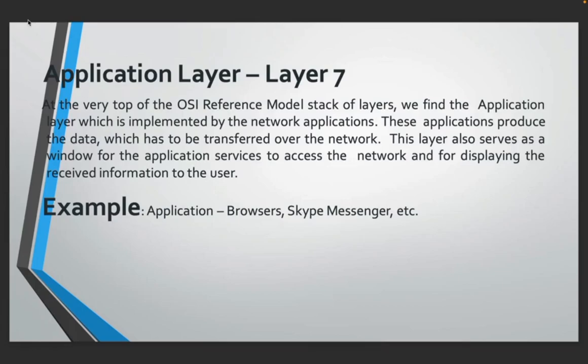Application layer, layer 7. At the very top of the OSI reference model stack of layers, we find the application layer, which is implemented by the network applications. These applications provide the data which has to be transferred over the network. This layer also serves as a window for the application services to access the data and for displaying the received information to the users. For example, browsers, Skype, Messenger, etc.